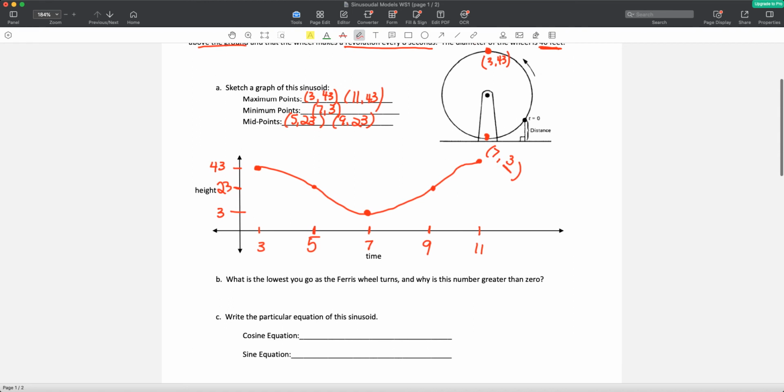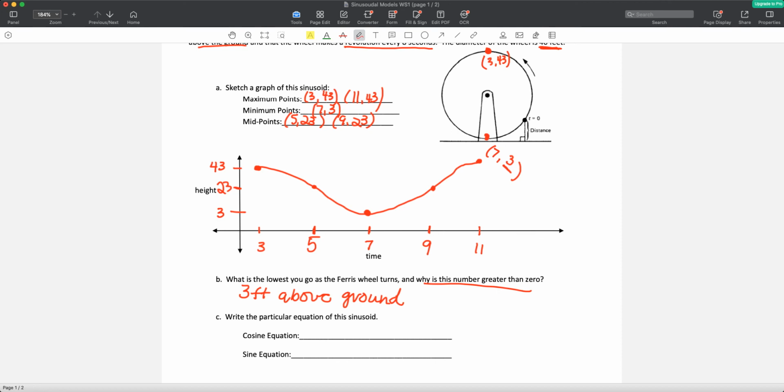All right. It says, what is the lowest you go as the Ferris wheel turns, and why is this number greater than 0? So the lowest our Ferris wheel goes is right here. It happens at 7 seconds, but we are 3 feet above the ground. Now, why is this number greater than 0? Well, this is where a little bit of street smarts and common sense comes into play. It has to be off the ground, otherwise the bottom of the cart or your legs or whatever is going to drag the ground. So that Ferris wheel has to be above the ground.